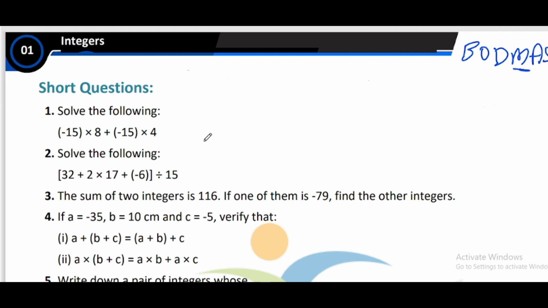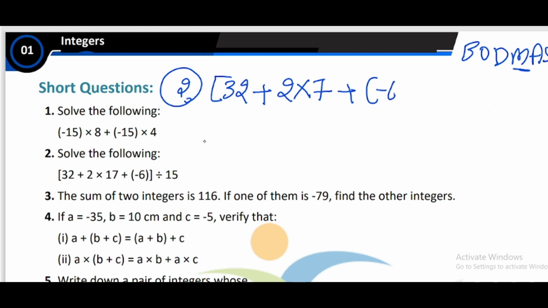It is given in question number 2. Solve the following: 32 add with 2 into 7 add with minus 6, then divided by 15. First we solve the bracket, then divide. Let's see. Solve the bracket.